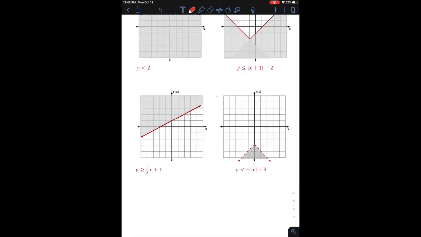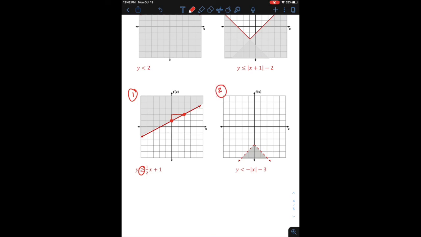Here are the two graphs on the bottom. This first one here is a line, so I know I'm going to write the equation in slope-intercept form. It has a y-intercept of 1 and a slope of 1/2. If you couldn't find the slope by doing rise over run, you could always take 2 points and put it in the slope formula. I know it's a greater than or equal to sign because it is a solid line and the shading is above it.